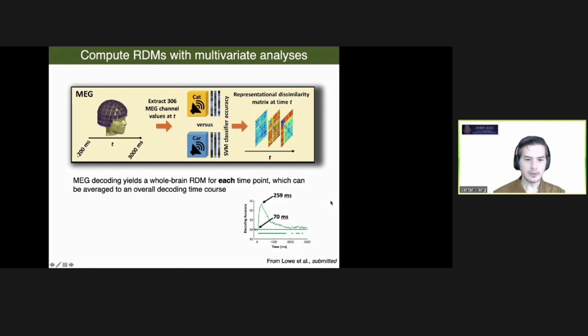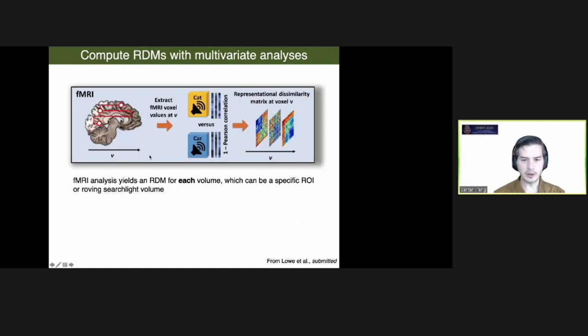So then we do the same thing in fMRI, the difference being that we are not iterating the whole brain over time. We are iterating parts of the brain over space. And of course, you can do this with a hypothesis-driven ROI approach, but the most spatially unbiased form would be just a single voxel at the center of a searchlight volume, and you iterate that across every voxel in the brain. So instead of time, you get RDMs over space.